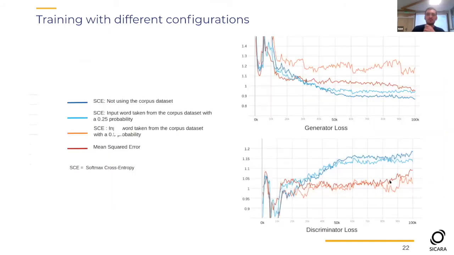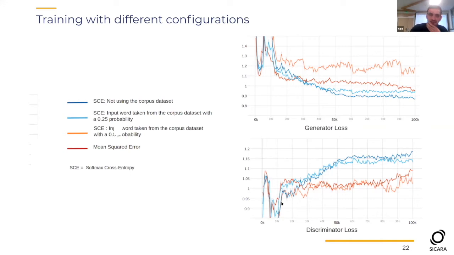This graph represents the generator and the discriminator losses for the same training that I just showed you in the previous slide. As you can see, these losses oscillate quite a lot in the first few steps. Sorry for the little blank here. So yeah, I was saying that this training oscillates quite a lot in the first few steps before stabilizing at the end.